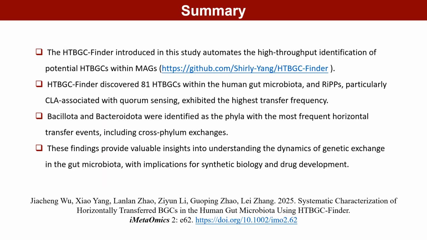The HTBGC-Finder introduced in this study automates the high-throughput identification of potential HTBGCs within MAGs. Our comprehensive analysis using HTBGC-Finder discovered 81 potential HTBGCs within the human gut microbiota, and RiPPs, particularly CLA associated with quorum sensing, exhibited the highest transfer frequency. Furthermore, Bacillota and Bacteroidota were identified as the phyla with the most frequent horizontal transfer events, including cross-phylum exchanges. These findings provide valuable insights into understanding the dynamics of genetic exchange in the gut microbiota, with implications for synthetic biology and drug development.